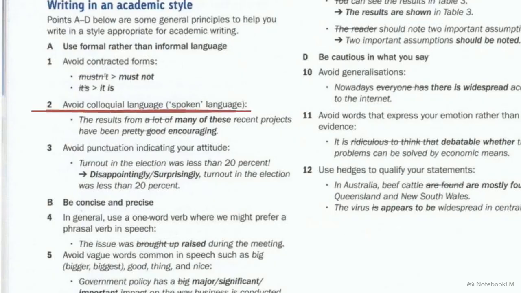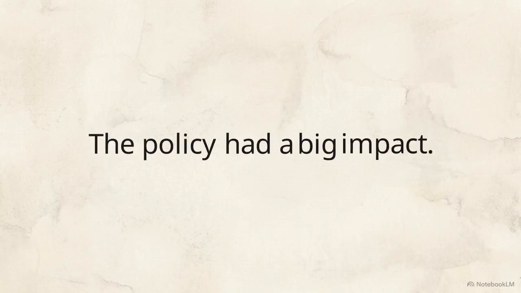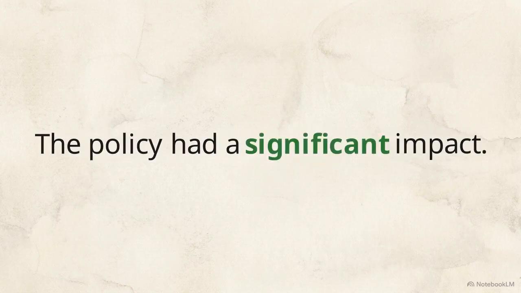The style guide provides clear alternatives. Look at point A2. A lot of tightens into many, and a vague phrase like pretty good is upgraded to the specific word encouraging. Let's apply this technique. Notice how swapping out one vague, everyday modifier for a precise, academic alternative immediately elevates the entire claim.